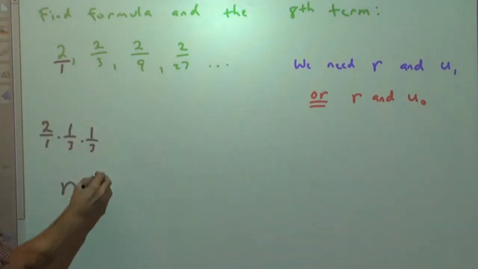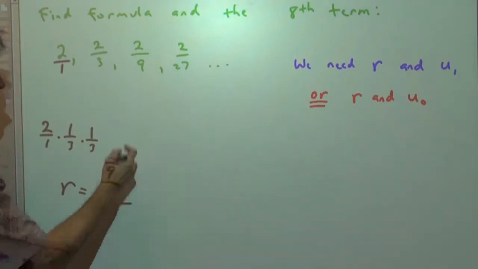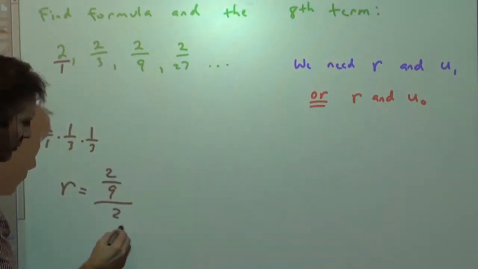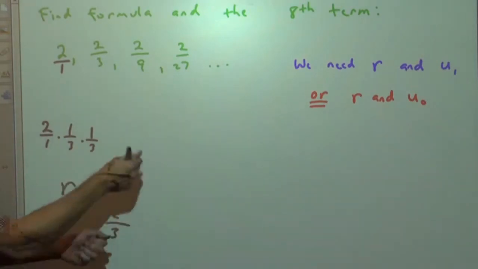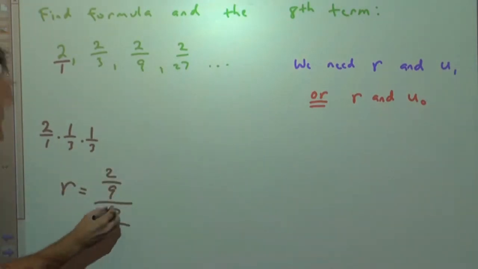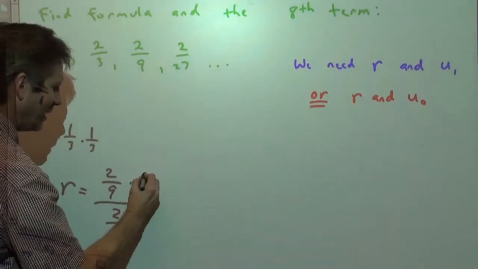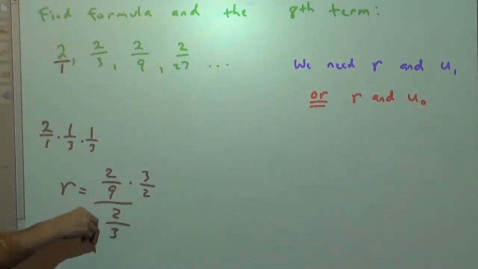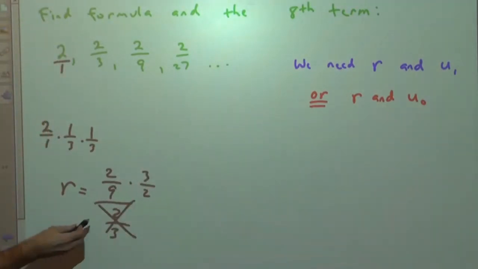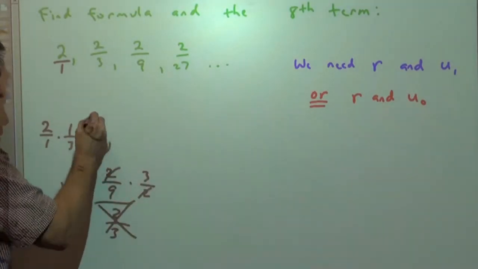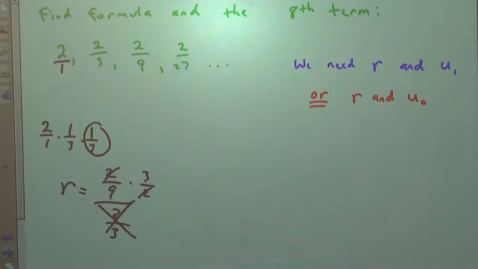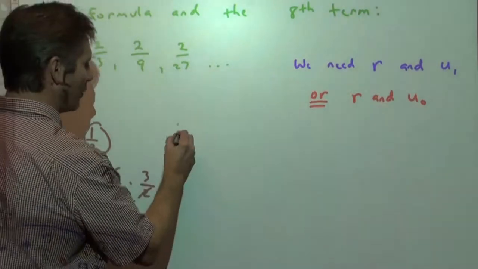Take a term like 2/9 and divide it by the term right before it, which is 2/3. When you divide by a fraction, you change to the inverse operation, which is multiplication, and multiply by the inverse of that fraction right there. And so the 2's will cancel. You'll get 3/9, which is 1/3. You have correctly identified the common ratio. So there's 2 ways to do this.